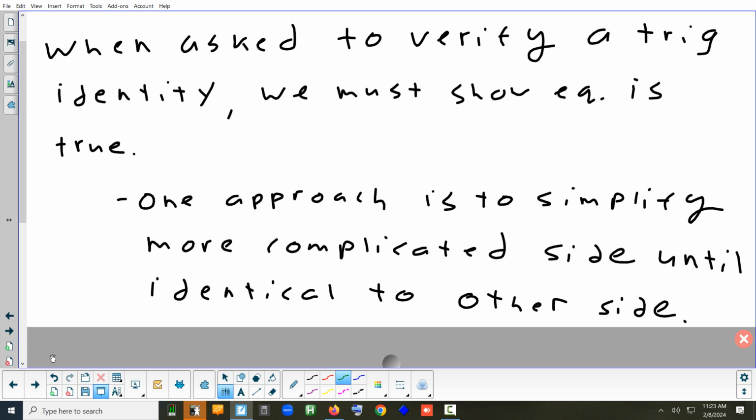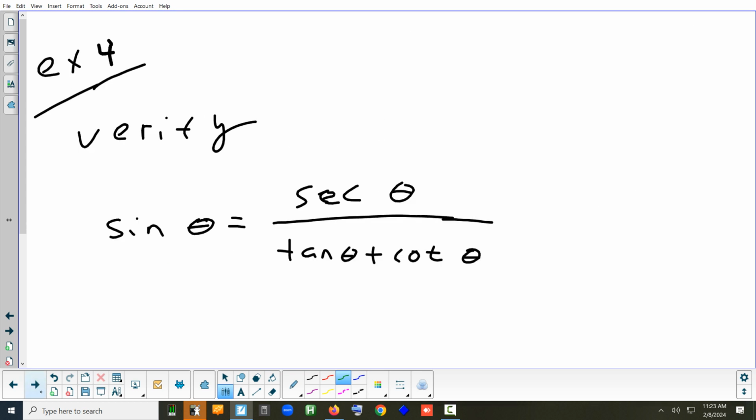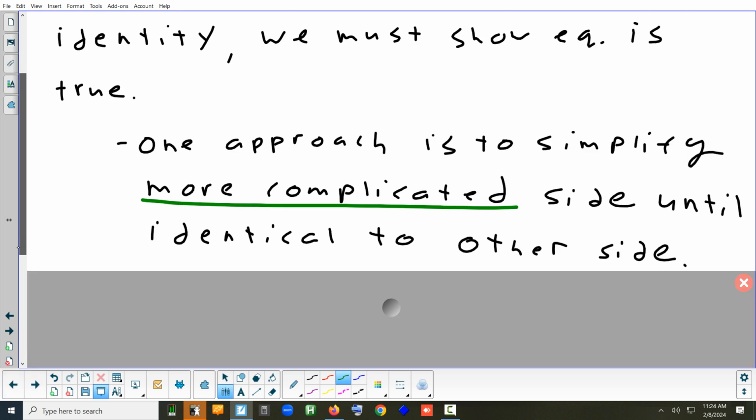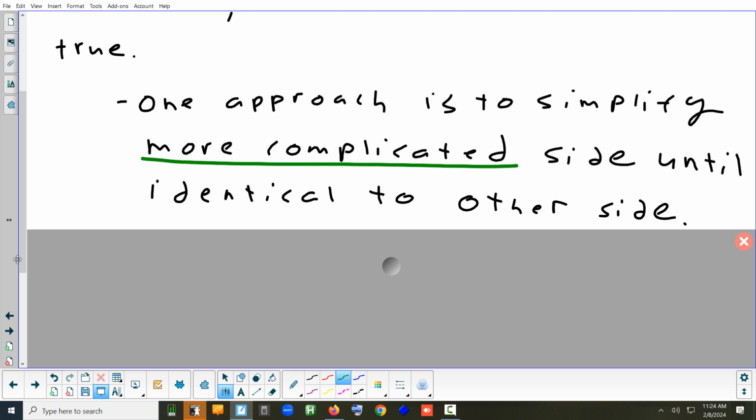The approach that we are always going to take when you have to verify something is to work with the more complicated side. It's always easier to take something that looks complicated and turn it into something simple. You don't want to try to take something that looks simple and make it look complicated. That's a lot harder to do. Because usually when you have something that's complicated, as you work through it, things start to cancel out.